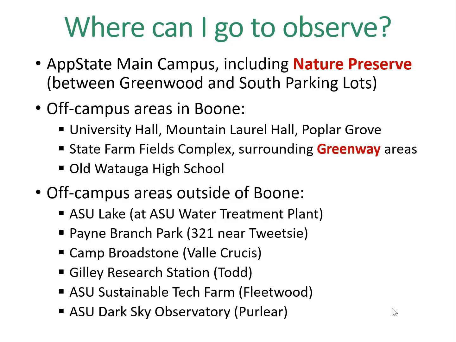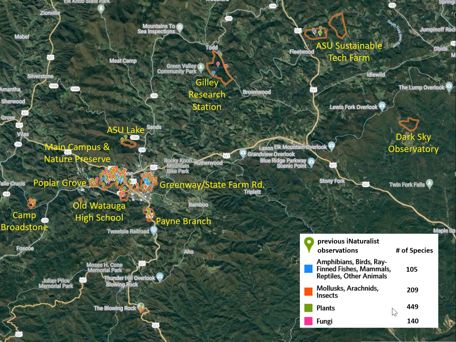And then there's actually also a couple of areas outside of town that you can go to. Some notable ones include Payne Branch Park on 321, for example, or the ASU Farm and Dark Sky Observatory. So here's a map of where these are located, including pins placed on the map for previous iNaturalist observations in these areas. You can see the highest concentration of observations here on main campus, including the nature preserve, as well as the greenway area. So those are probably the main areas that we are targeting with this BioBlitz. But some of these other areas also look very promising. So we might be posting some updates on events going on in some of these other places.